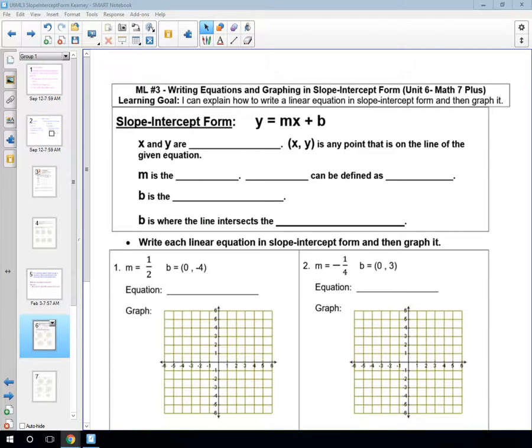Today on the Kearney Math Show, we are featuring Unit 6 Mini Lesson 3, in which we will be writing equations and graphing in slope-intercept form. So thank you all for tuning in today. Glad you all could be here.